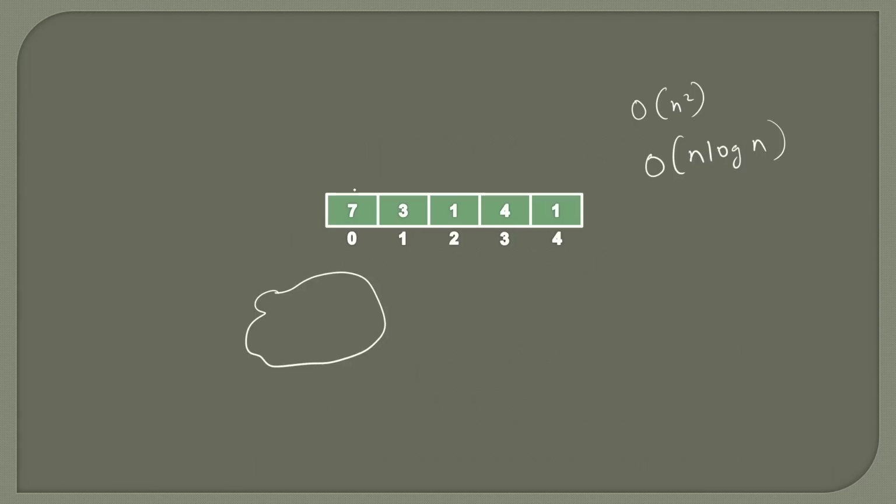So for example, the first value is 7. We check whether the hash set contains 7 or not. So it doesn't contain it, so we put 7 into the hash set. Then we check for 3, whether the hash set contains 3 or not.